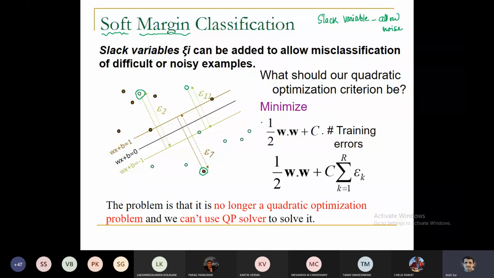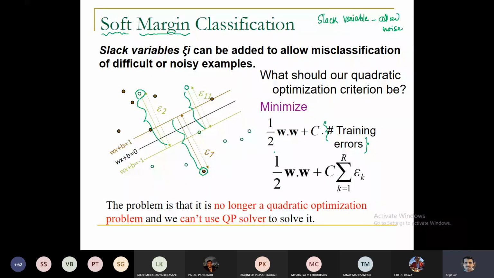Previously, what was our optimization criterion? To minimize half of W transpose W. Now we add C, a constant, multiplied by the training error. So we are allowing some noise or error at training time through slack variables, and this error is calculated using the slack variables.